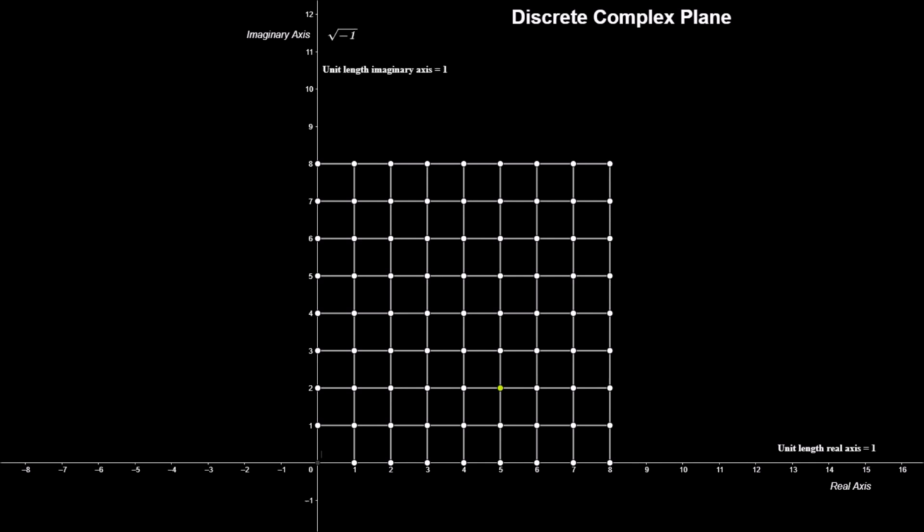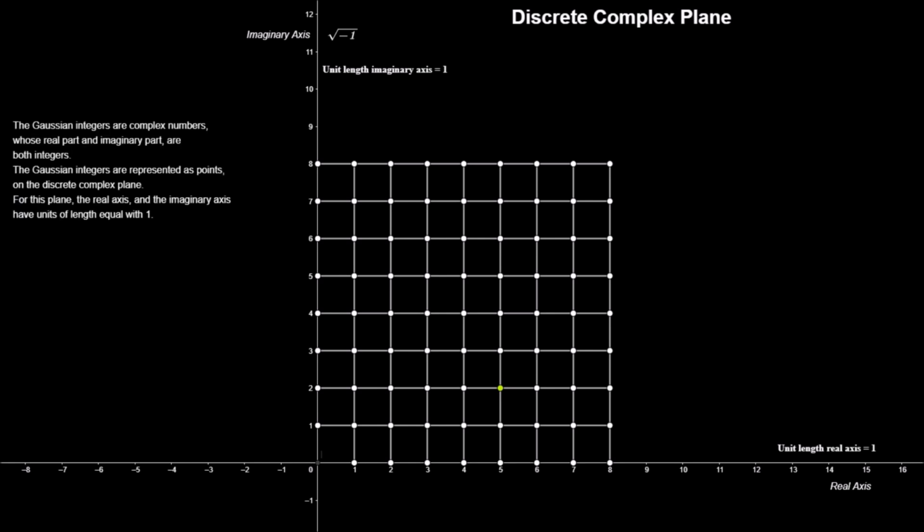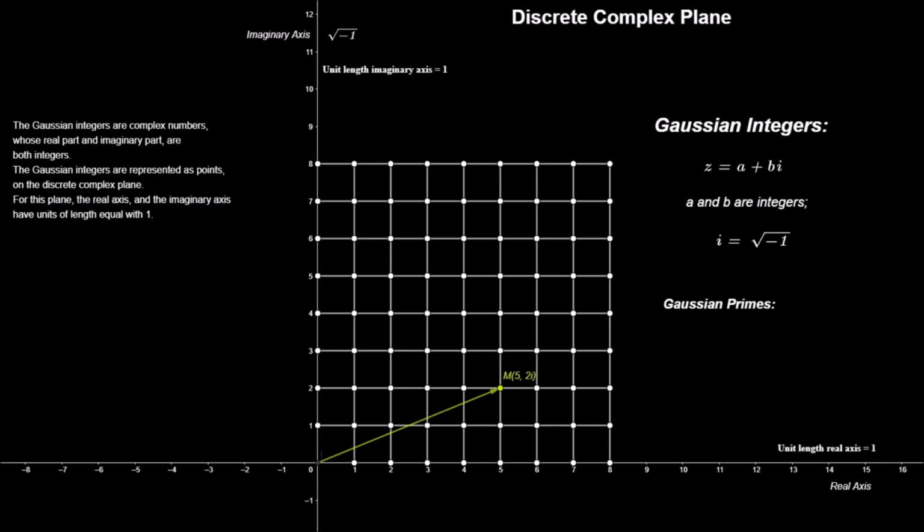The Gaussian integers are complex numbers whose real part and imaginary part are both integers. The Gaussian integers are represented as points on the discrete complex plane. For this plane, the real axis and the imaginary axis have units of length equal to 1. This discrete complex plane was popularized by Gauss, with his study of complex prime numbers, known as Gaussian primes. These complex numbers are the equivalent of regular prime numbers.